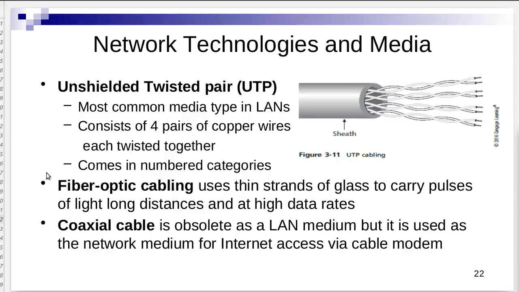You can also have fiber optic cabling that uses thin strands of glass, or the cheaper ones use more plastic, to carry pulses of light for long distances and at very high data rates, much more than electrical cables. You may have seen coaxial cable. That's still pretty much what's used for your cable TV connection. That might also go to a cable modem, and that used to be the main Ethernet connection a long time ago, but it's now obsolete as a LAN, local area network medium.